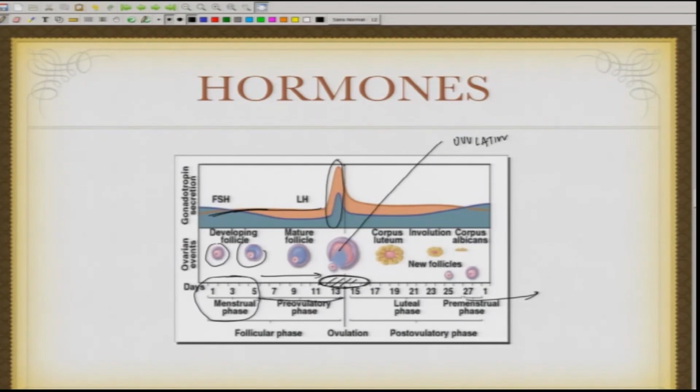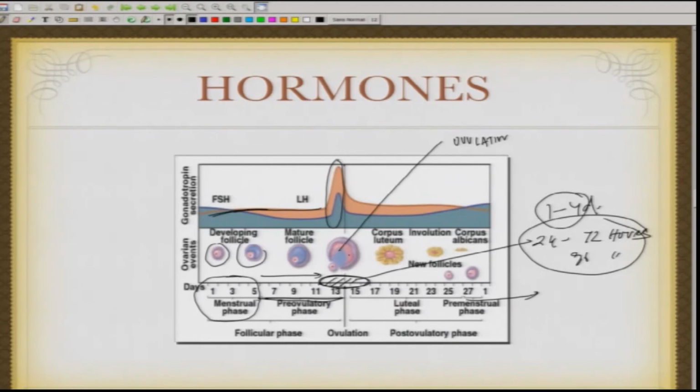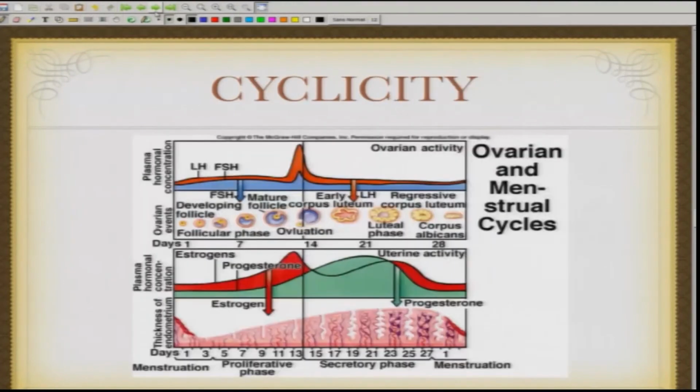So this is the phase when the egg is getting mature. And this 13 to 15, like a window of 24 to, I would say, 72 hours, or maybe 96 hours, 1 to 4 days, when this egg can be fertilized by a sperm, and if it is not fertilized, then it will be thrown out of the body. And this is the phase when a female is very receptive to receive a sperm, mentally and physically. So this is how it looks.